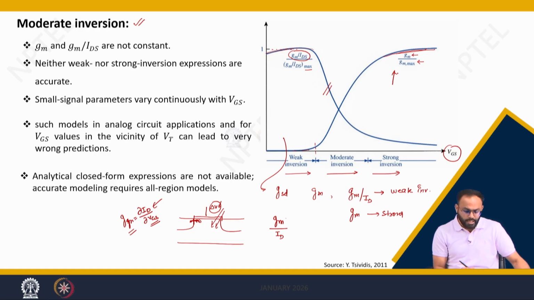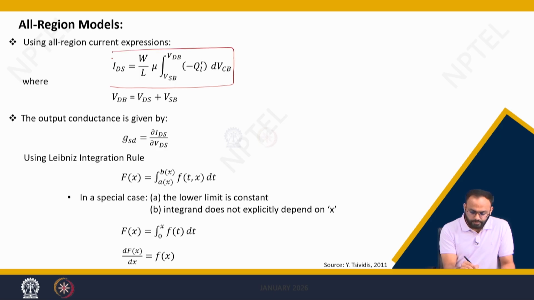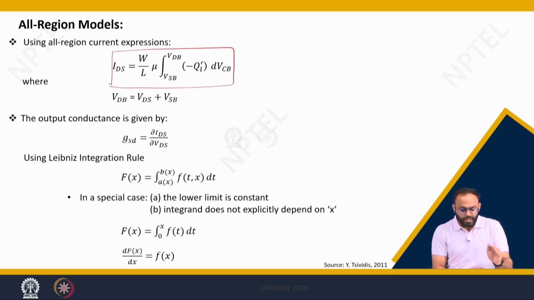Now let's define the extraction of the parameters in the all region model. In the all region model, we know the current expression can be given by this. So we are not using a simplified model as we have used in weak inversion or strong inversion. We are just using a basic equation which is applicable in all regions. So in all regions of operation, the current can be given by W by L into mu into the integration from VSB to VDB of minus QI dash into dVCB.